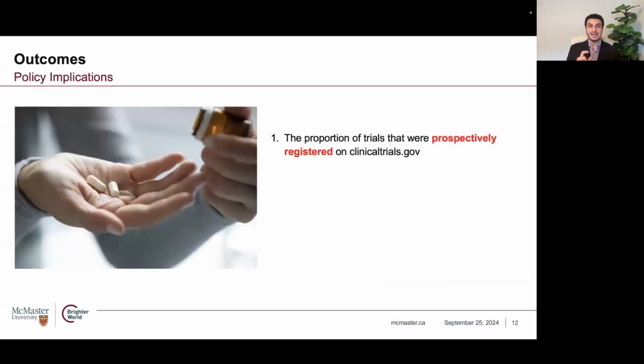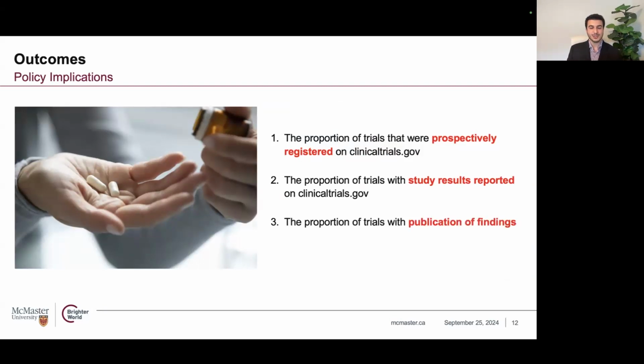Now, the way we determine the adherence to publication and reporting best practices is by measuring the following 3 outcomes. The first one is the proportion of trials that were prospectively registered on clinicaltrials.gov. The second one was the proportion of trials which reported their results on that registry. And lastly, the proportion of trials that published their findings.